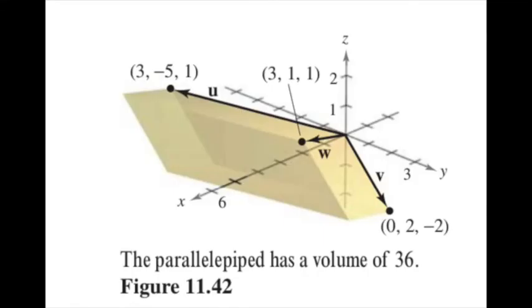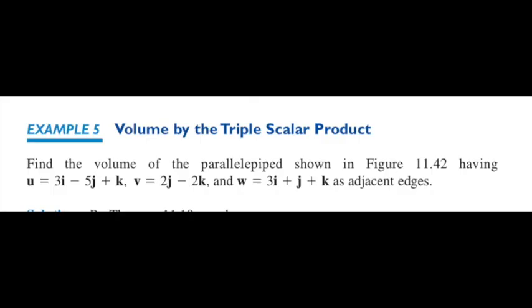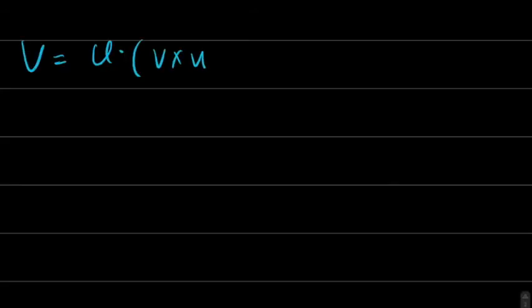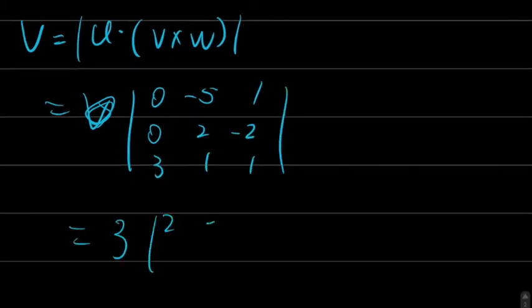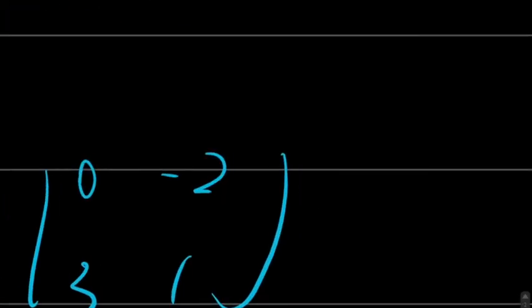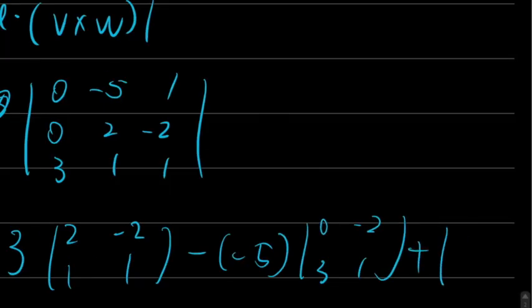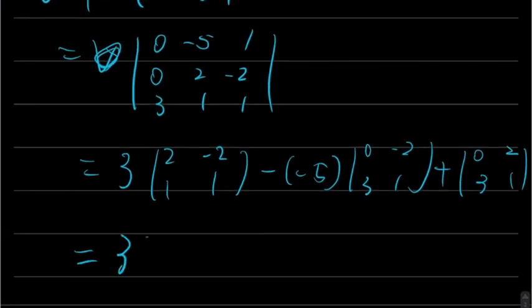Find the volume of the parallelepiped shown in the figure above, having u equals 3i minus 5j plus k, v equals 2j minus 2k, and w equals 3i plus j plus k as adjacent edges. So we can put 3, -5, and 1 in the first row, 0, 2, -2 in the second row, 3, 1, 1 in the third row, and we get 3 times the matrix 2, -2, 1, 1, minus -5 times the matrix 0, -2, 3, 1, plus the matrix 0, 2, 3, 1. And the final answer for this question is 36.